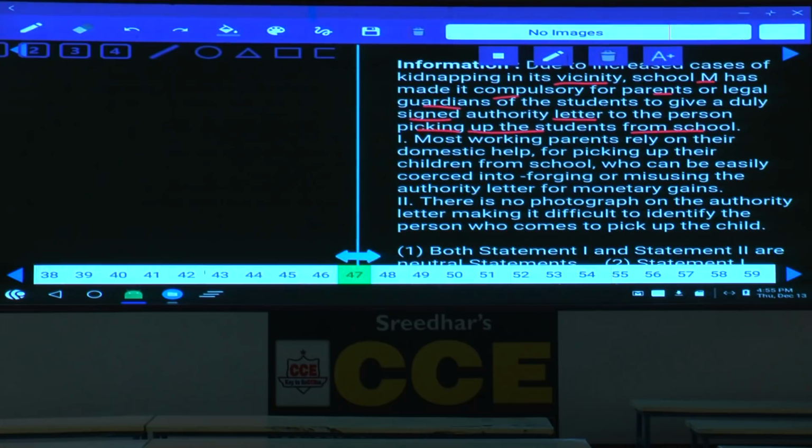Most working parents rely on their domestic help for picking up their children from school, isn't it? Hence, these domestic workers can be easily coerced into forging or misusing the authority letter for monetary gains. Now, if any person asks for a favor in this, they are able to do this. And this is the very basic reason why they are asking for this.